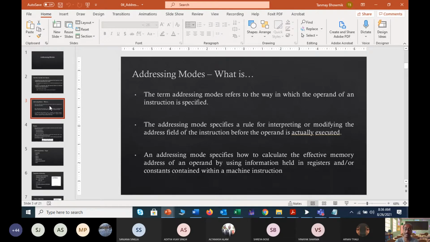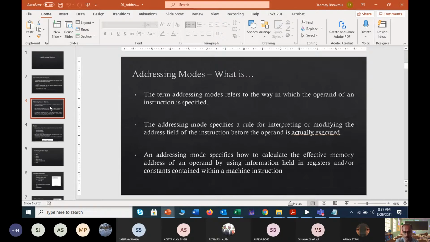Effective memory address means which memory address is active at that particular time. So your addressing mode basically specifies how to calculate the effective memory address. This is the technical term, and it has been written here. I think this material has already been uploaded in LMS; in unit 1 you will find it. An addressing mode specifies how to calculate the effective memory address of an operand by using information held in registers and/or constants contained within machine instructions.